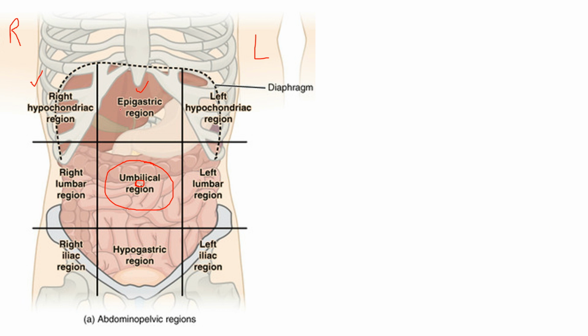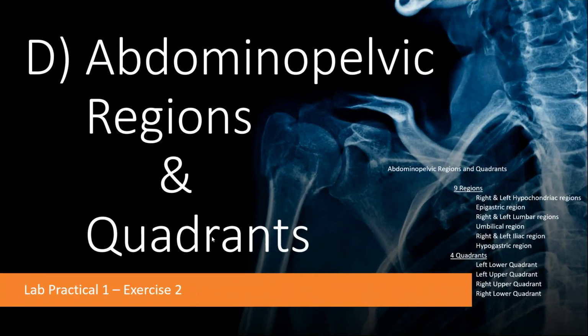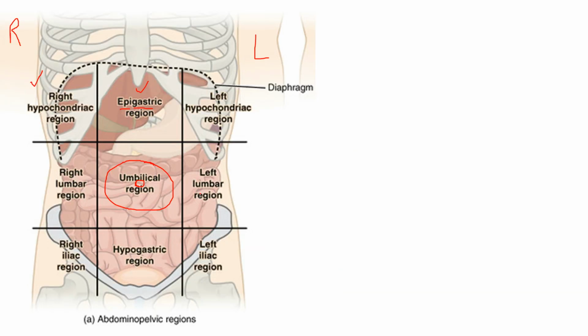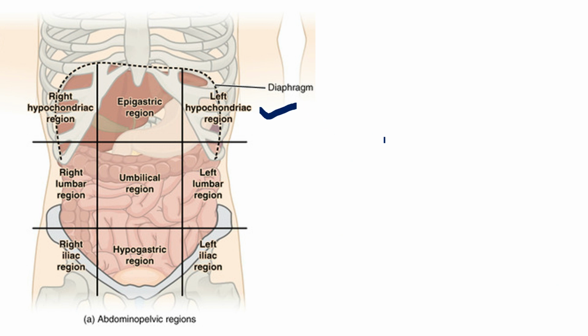Epi means above or on top of. Gastric is referring to the stomach. If you look at where the stomach is, all this is stomach. This box is sitting pretty much above the stomach. So that's why it's the epigastric region. And then as you go across that row, you're in the left hypochondriac region.